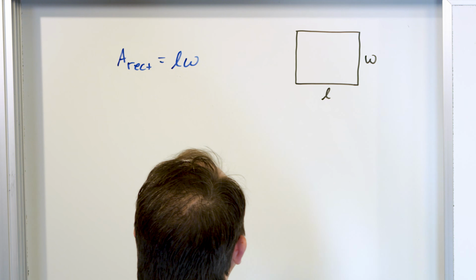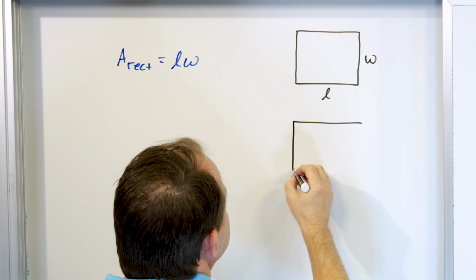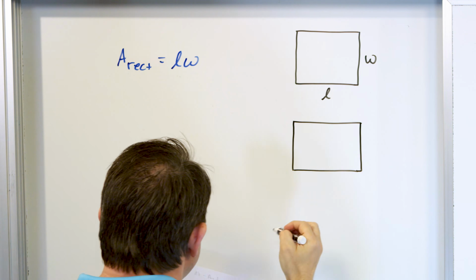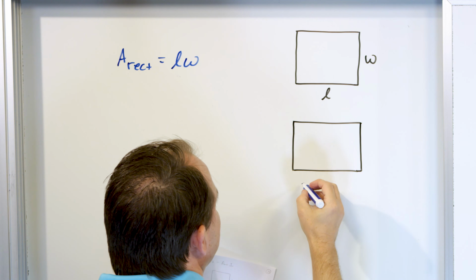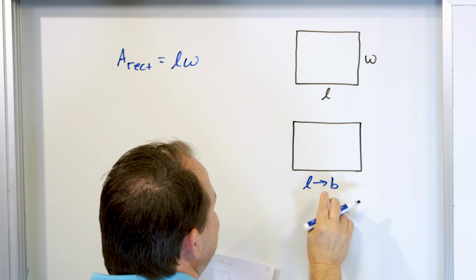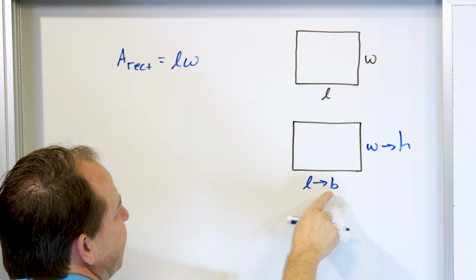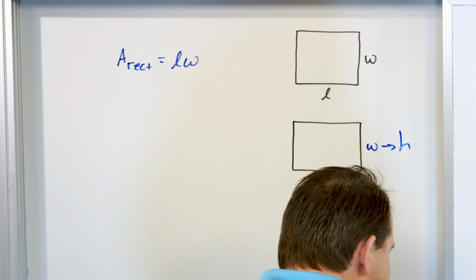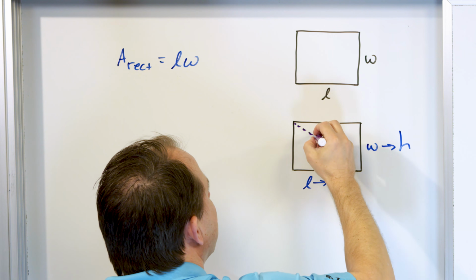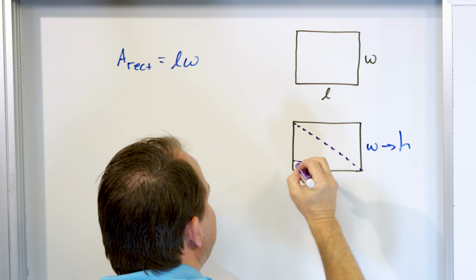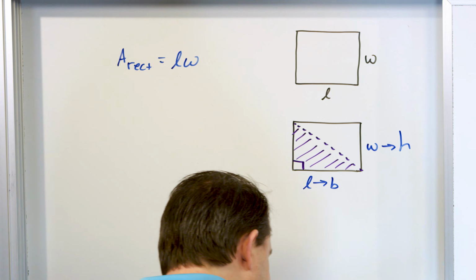So if we want to find the area of a triangle, what we do is we start with what we know. We start with this rectangular region like this, but instead of labeling this thing the length or whatever, we can call this the base of this guy. And instead of the width, we can call this the height of this guy. So we just use different letters. And if we want to figure out not the area of this whole region, if we want to figure out the area of this triangular region right here, how do we do it?